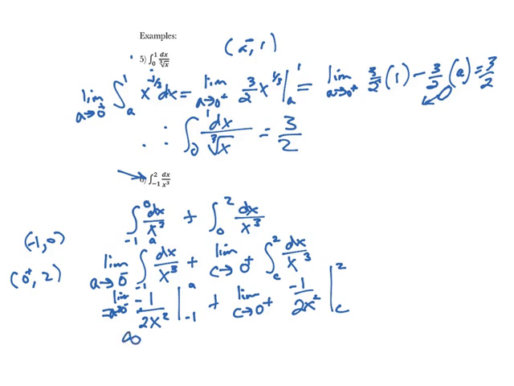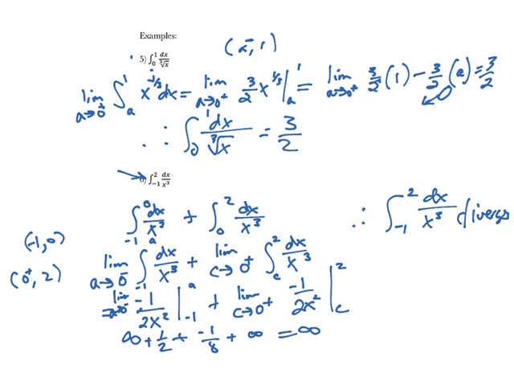And then when I plug in negative 1, I will get negative 1/2, so minus a negative 1/2 becomes plus 1/2. Plus, when I plug in 2, I will get negative 1/8 minus, when I plug in 0, I'll get a really, really big number, but it's minus, so it'll be an infinity. So this whole thing's going to be infinity, which means that my integral is going to diverge. So there's no answer to that integral. That improper integral, I should specify.